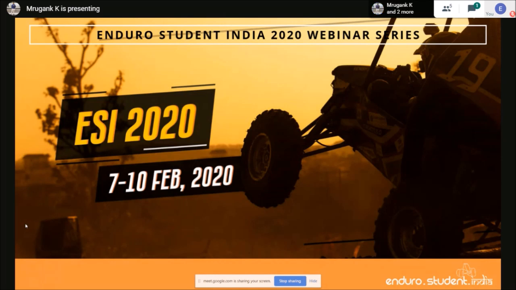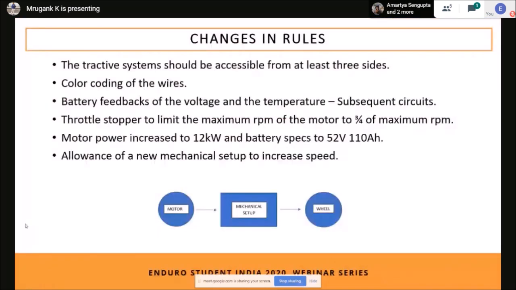The first change in the rule is that the tractive system should be accessible from at least three sides. In ESI 2019 Electric, we found that the tractive system was accessible from only one side. This makes the technical inspection not only long but also difficult. So this time, the rule is that the tractive system should be accessible from at least three sides. The teams are free to use any method that fits in the rules, like Velcro or sheet metal. That decision is up to the teams.